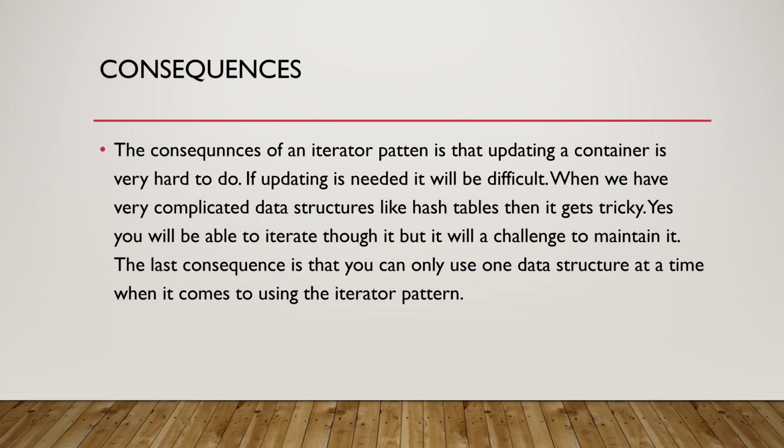So the consequences. The consequence of the iterator pattern is that updating a container is very hard to do. If updating is needed, it's going to be difficult. When we have a very complicated data structure like hash tables, yes, it's going to be able to iterate through it, but it's going to be a challenge just to maintain it. Another consequence is that you can only use one data structure at a time. So whether it's an array or a vector or whatever you decide to use, you can only use one at a time. You can't use multiple ones when you're using a design pattern.